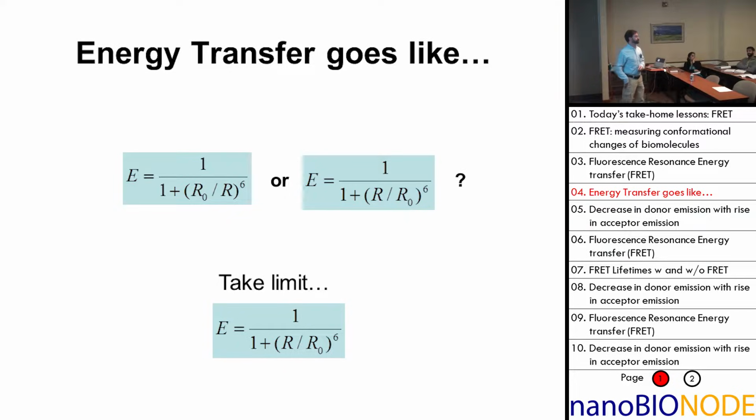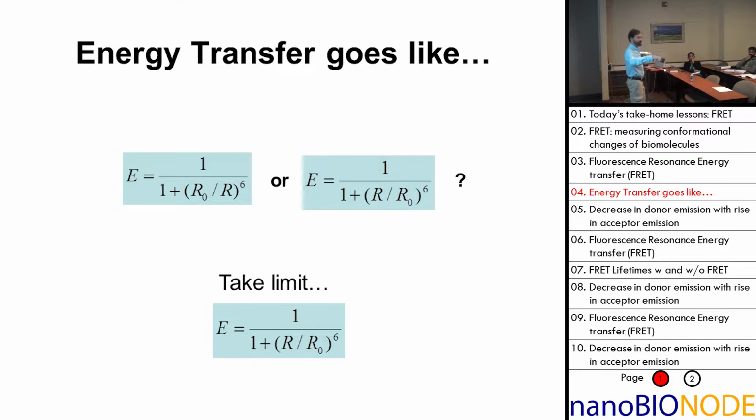Just take the limit. Let something go to 0 and go to infinity. This is a general rule. So R can vary. R naught is a constant, depending on, well, we'll find out actually what it depends on. So this is a constant. So if R goes to infinity, this goes to 0. So that's 1 over 1. So the energy transfer is 1 at infinitely far apart?